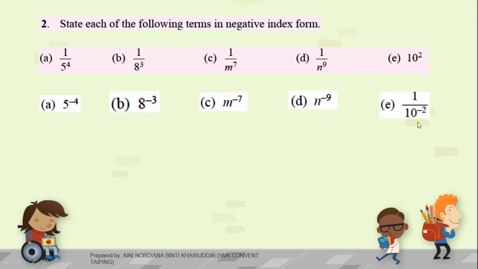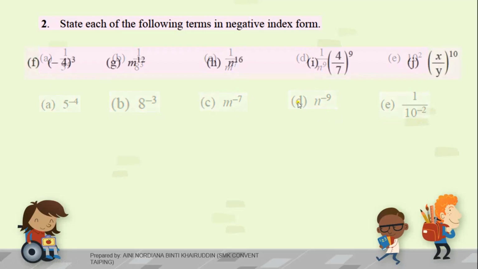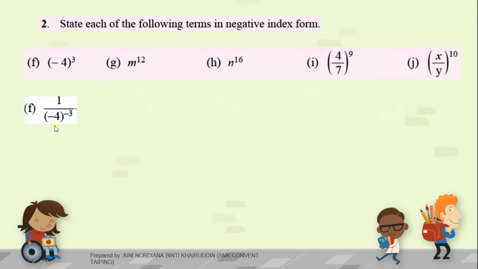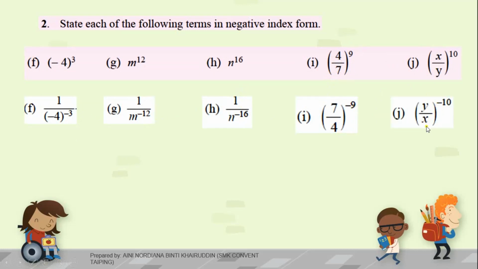E, 1 over 10 to the power of negative 2. So for F, 1 over negative 4 to the power of negative 3. 1 over m to the power of negative 12. 1 over n to the power of negative 16. Change the position, 7 over 4 to the power of negative 9. So for J, y over x to the power of negative 10.